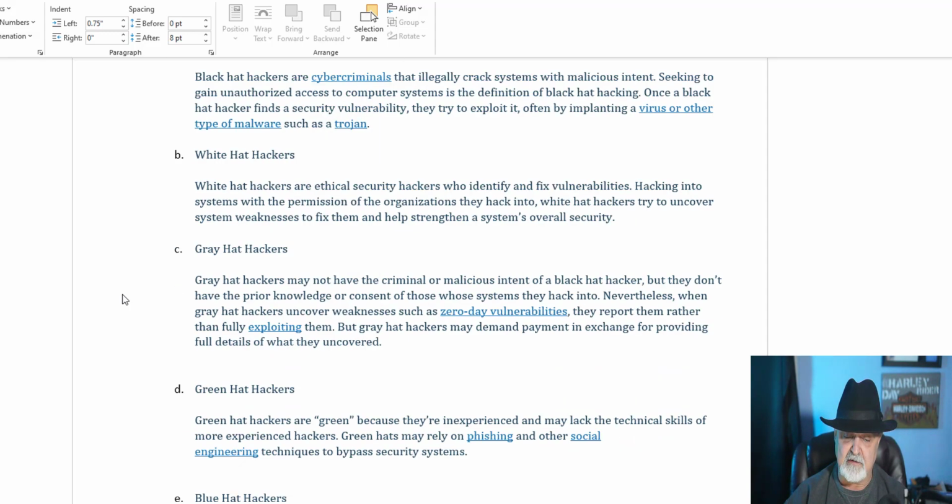Gray hat hackers. The gray hat hacker may not have the criminal or malicious intent of the black hat hacker, but they don't have the prior knowledge or consent of the systems that they hack into. Nevertheless, when gray hat hackers uncover weaknesses such as a zero-day vulnerability, and we'll talk about those down the road, you don't really need to know what that is right now. Remember, we're under the assumption that maybe you don't know anything, and maybe you do and you're following along. They report them rather than fully exploiting them. But gray hat hackers may demand payment in exchange for providing full details of what they uncovered.